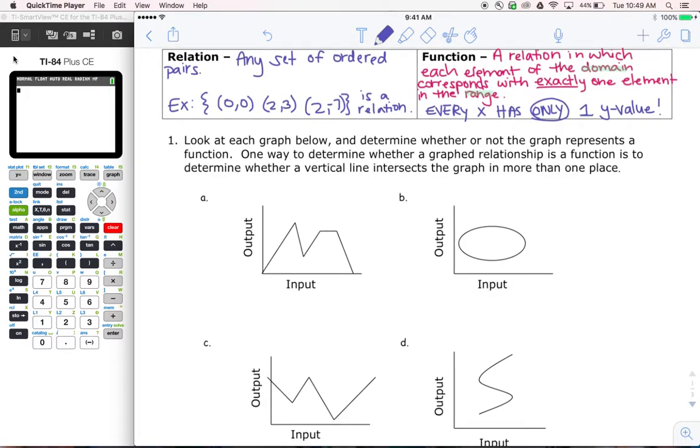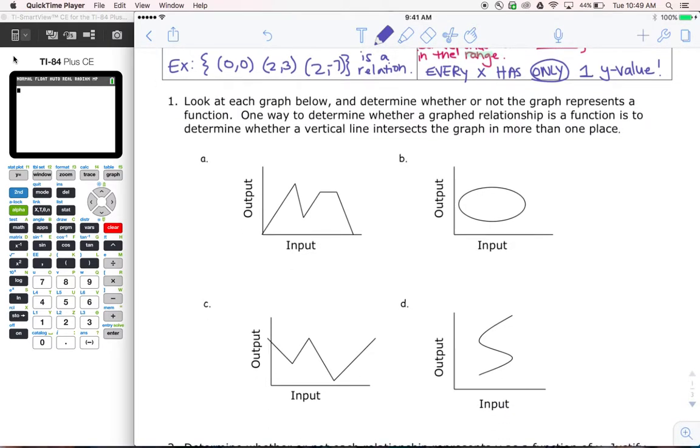Let's go on and look at a few different examples. We're going to look at these 4 different graphs. I am going to do the first two, A and B, and then I'm going to have you do C and D over to the side. The way that we determine whether a graph is a function is if it passes something called the vertical line test. You may have heard this before. We look and see: does a vertical line intersect the graph in more than one place?